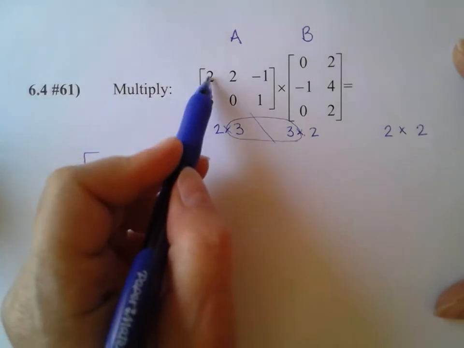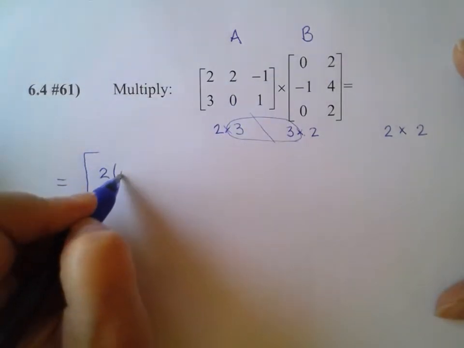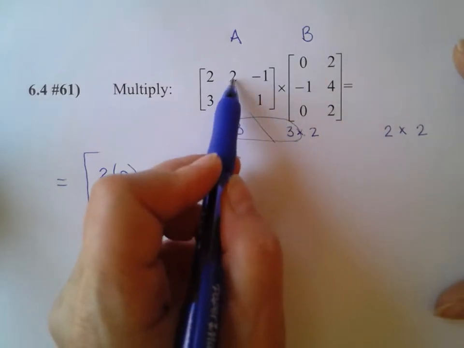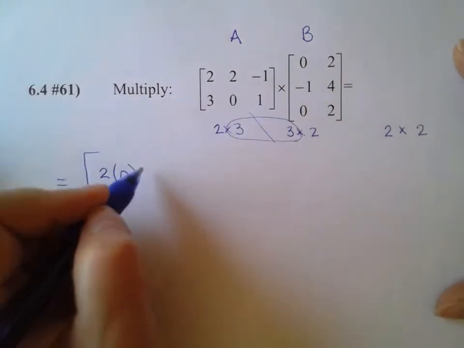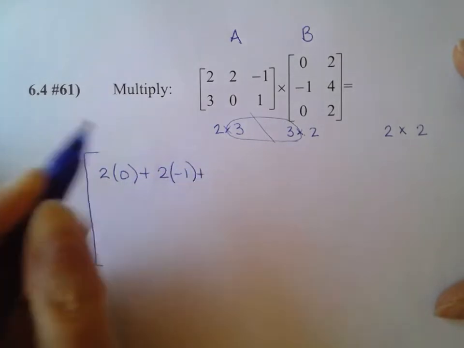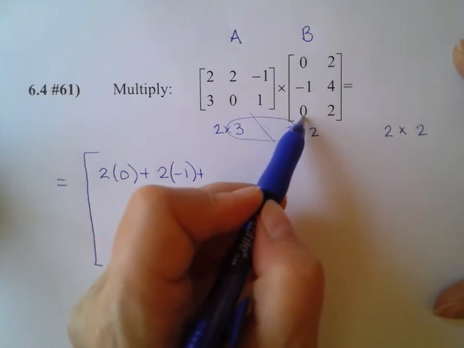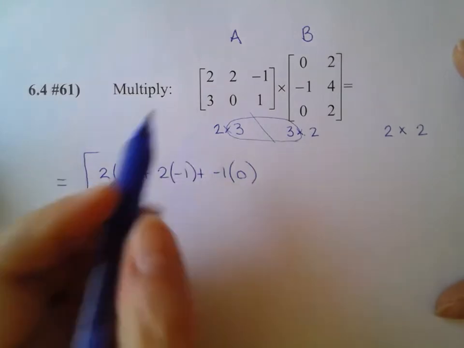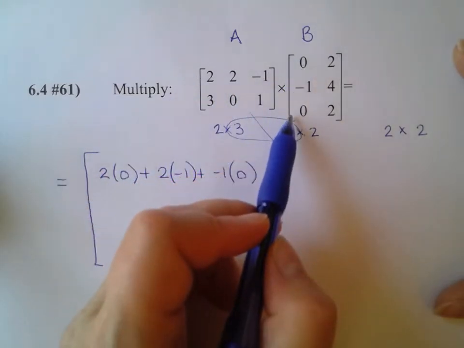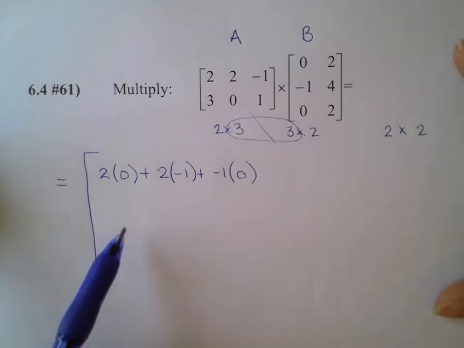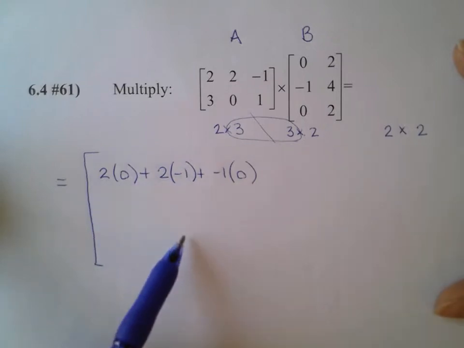So we're going to multiply 2 times 0, the first element in this row, by the first element in this column. Then I'm going to multiply 2 times -1. I'm adding all these together. Then I'm going to multiply -1 times 0. That's the first row and the first column, so the answer I get goes in the first row, first column.